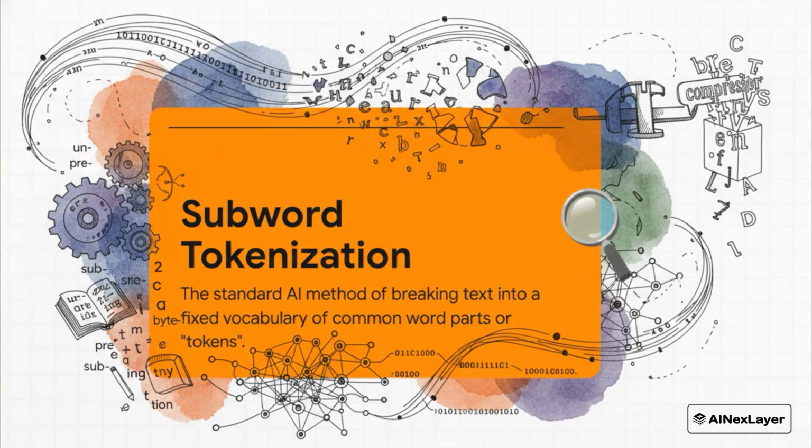So, what even is subword tokenization? Well, it's the engine behind pretty much all modern language models. They basically use a fixed, preset dictionary of word parts and try to match any text they see back to that dictionary. It's pretty efficient, but as you're about to see, it's far from perfect.